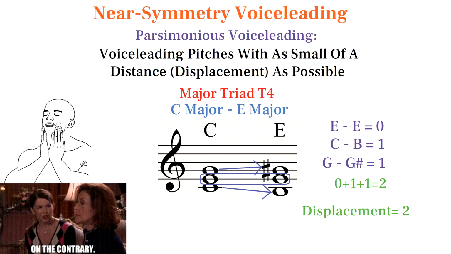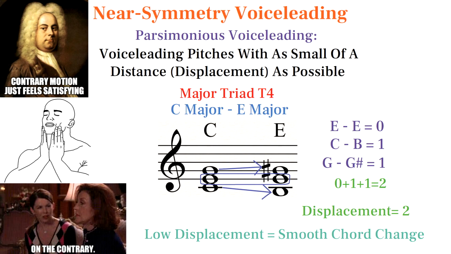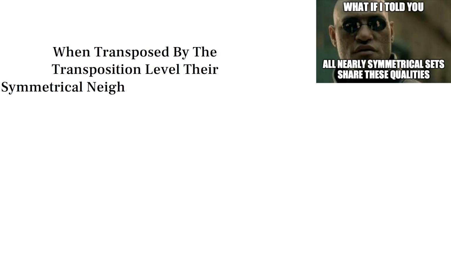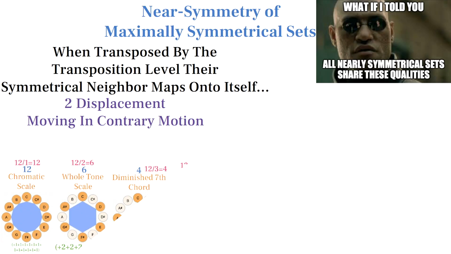Sounds smooth. Music theorists agree that low displacement is associated with smooth chord changes. Also, composers love contrary motion. It just feels satisfying. Here's the kicker. All nearly symmetrical sets share this trait. When transposed by the same interval their symmetrical neighbor maps onto itself, they move by just 2 semitones of displacement in contrary motion.